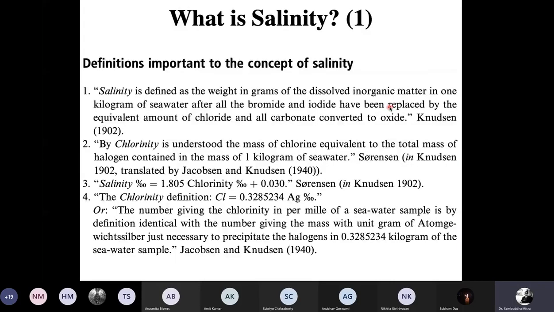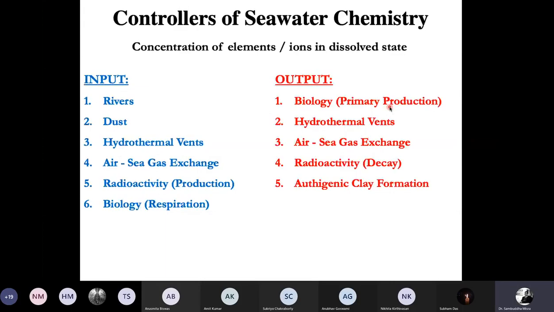Salinity composition we have covered. Now, in terms of seawater chemistry, what we are interested in is the concentration of the dissolved components, whether that be an element or an ion or a cluster of ions, we don't care. The classical inputs are river, dust, hydrothermal vents, air-sea gas exchange, radioactivity, which leads to production of certain elements, a good example is radon, and biology, essentially the respiration part of biology, where you take organic matter and respire to form dissolved components.